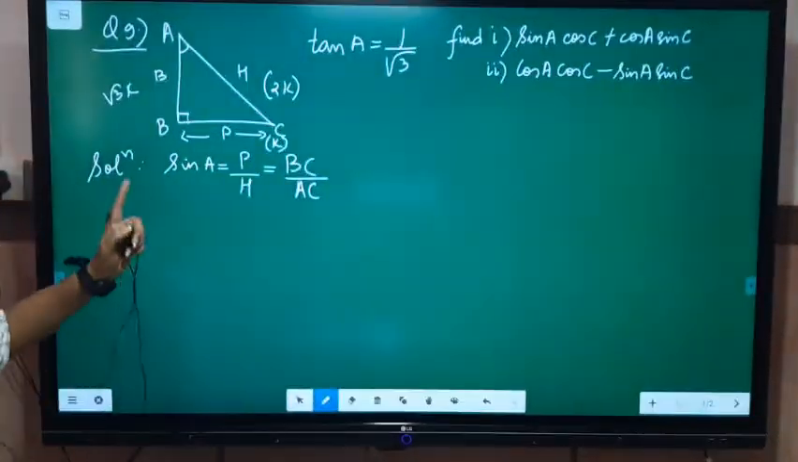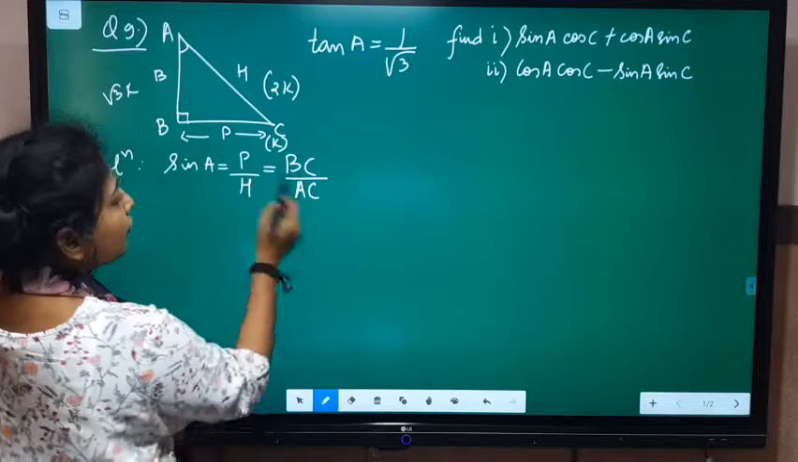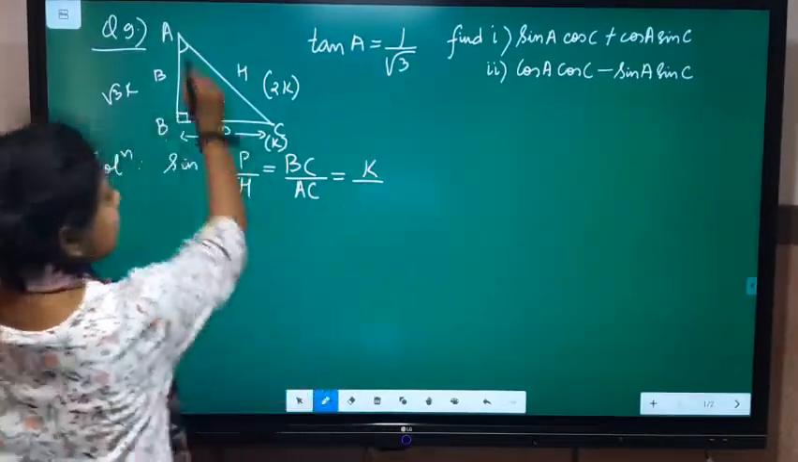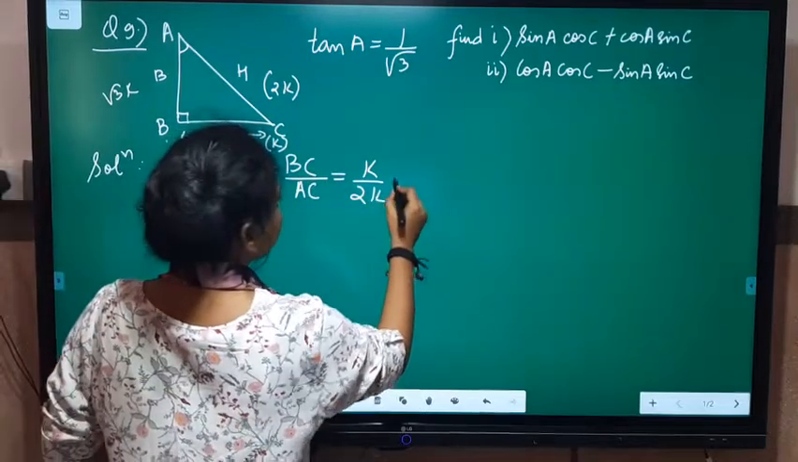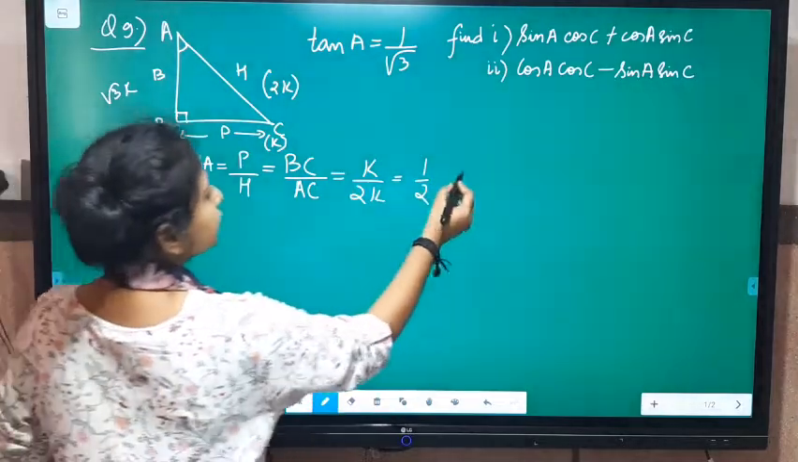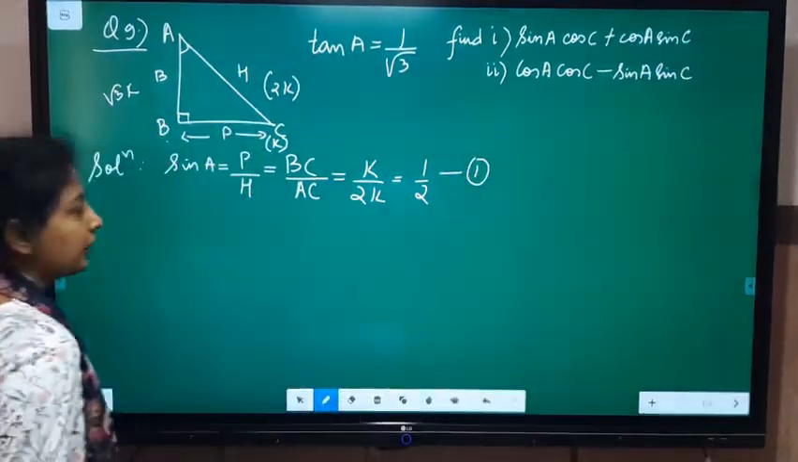Now we have to find the value of sin A. Sin A is what? BC upon AC. BC we have as K and AC we have as 2K. This means this value is 1 upon 2. This is the value of sin A. Mark this as equation 1.